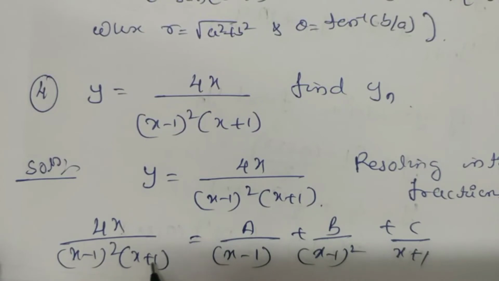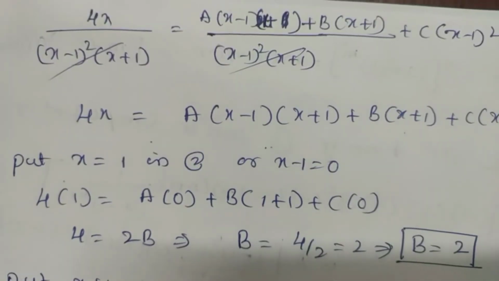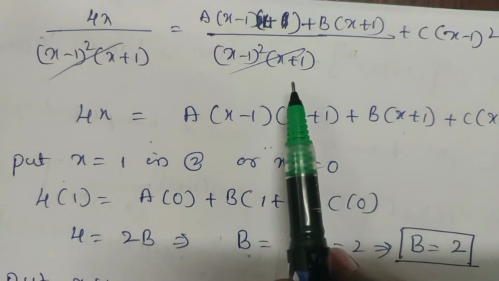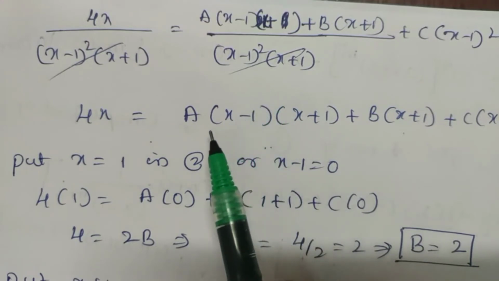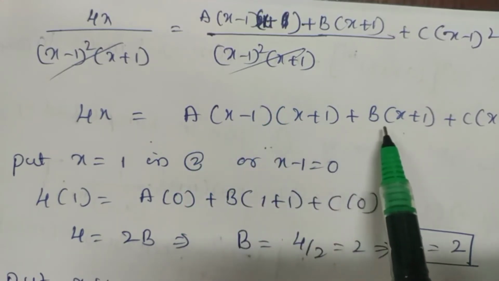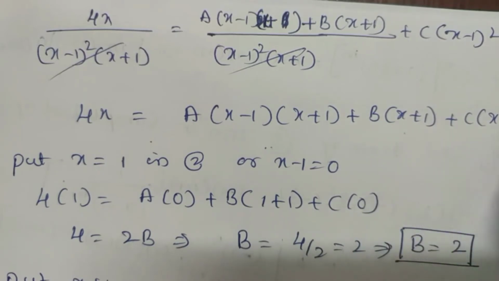So here the first factor is a repeated linear factor. So it is a divided by (x minus 1) plus b divided by (x minus 1) whole square plus c divided by (x plus 1). Now take the LCM. LCM is (x minus 1) whole square into (x plus 1). I hope all of you know how to take the LCM. So it becomes 4x is equal to a into (x minus 1) into (x plus 1) plus b into (x plus 1) plus c into (x minus 1) whole square.